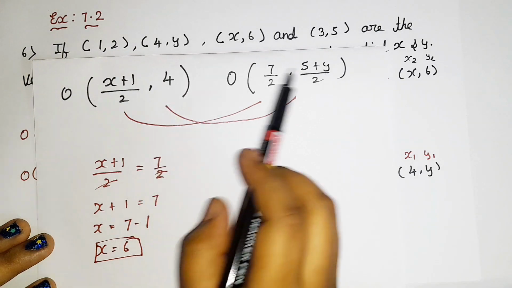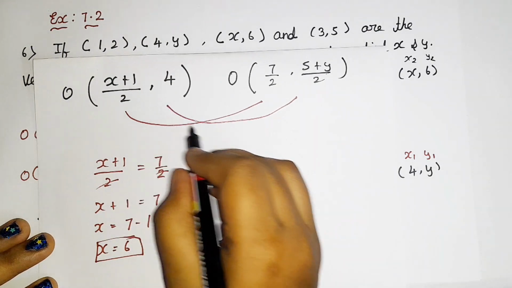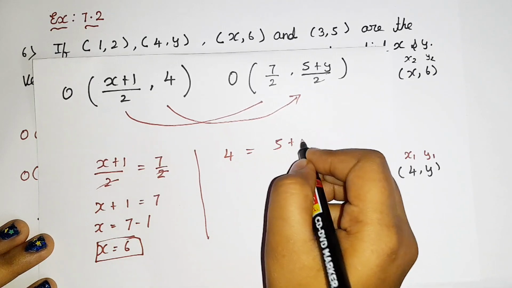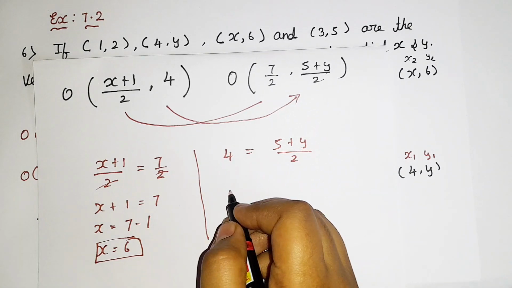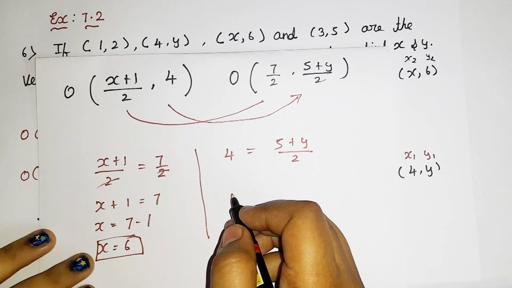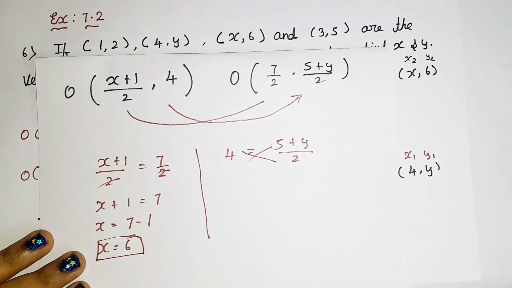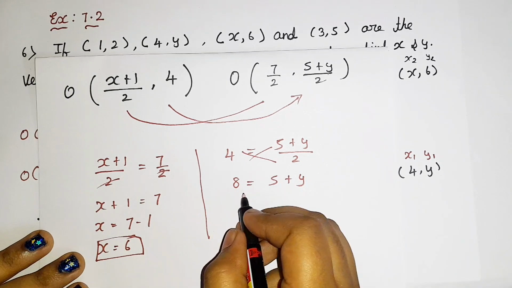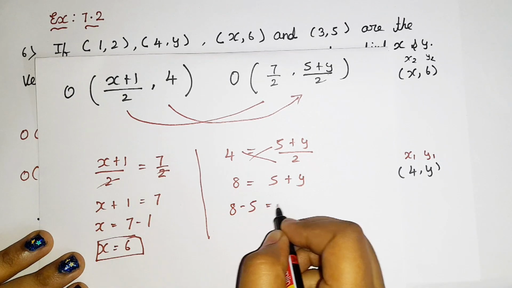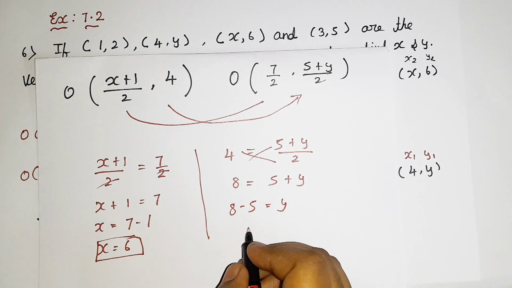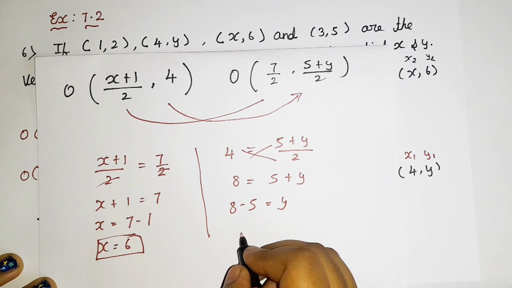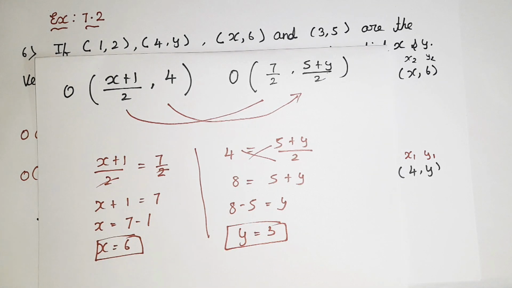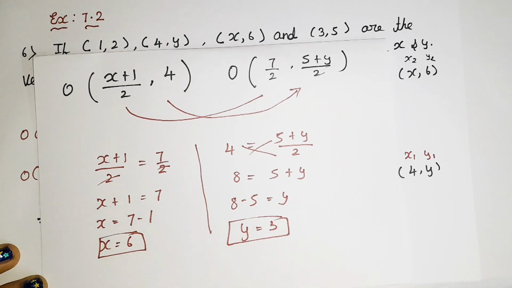Likewise I am going to equate the 4 like this. So 4 is equal to (5 plus y) divided by 2. Now we can cross multiply, and we get 8 is equal to 5 plus y. When the 5 goes to this side, it changes into minus 5. When we subtract, we get 3, so y is equal to 3. See, I got the x value as well as the y value: x is 6 and y is 3.